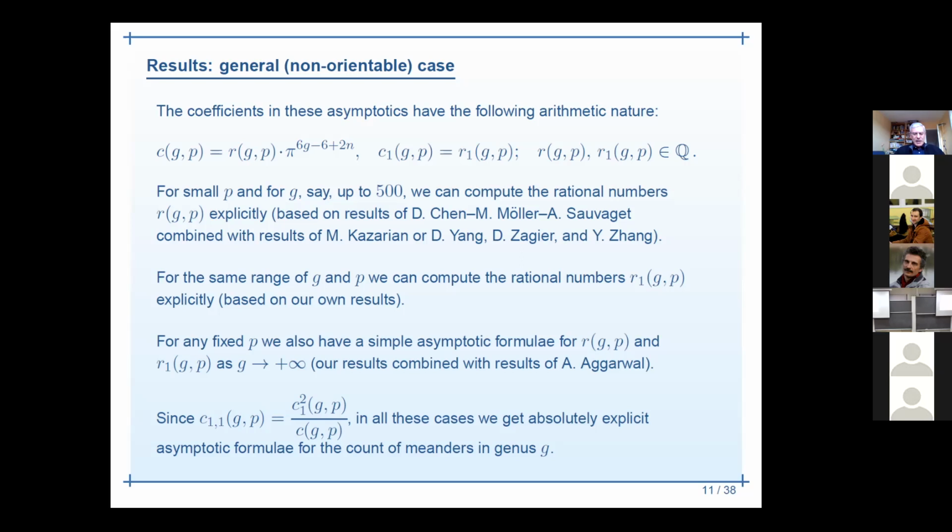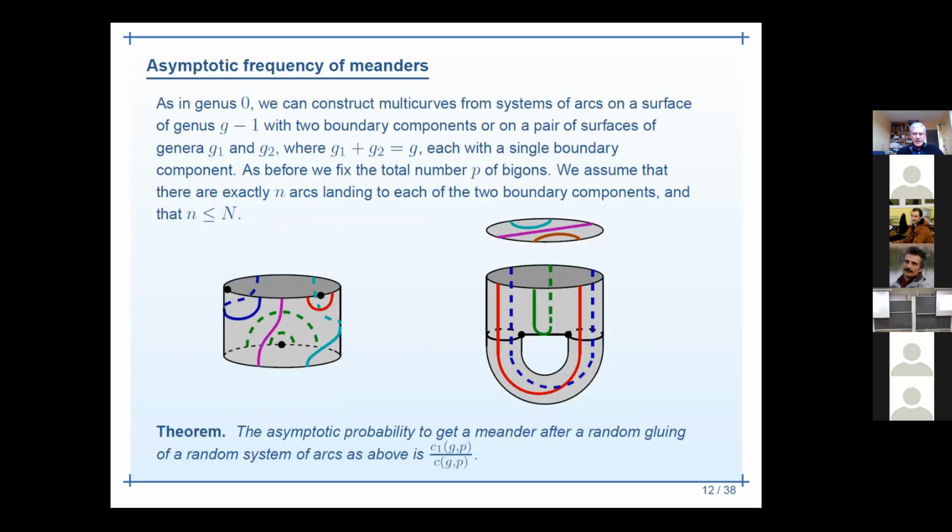So as a result, we know perfectly well this numerator and denominator, and we can compute c1 explicitly for g up to 500, and approximately, with very good approximation, for g larger than 500 when needed. Now, the regime when we cannot do much is when p is comparable to g. Here, we do not have any results yet, or even when it's larger, even less.